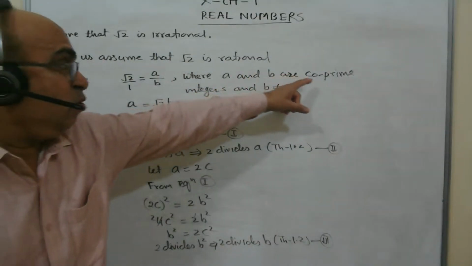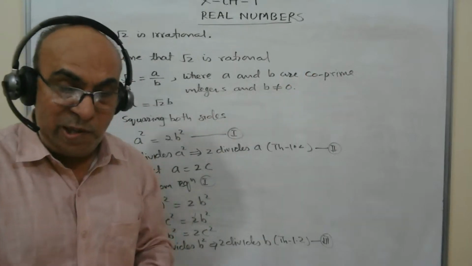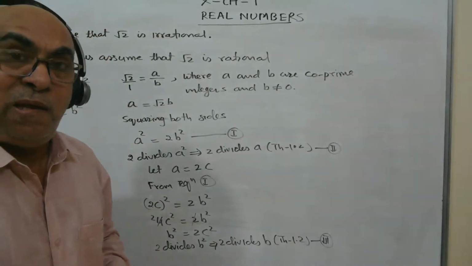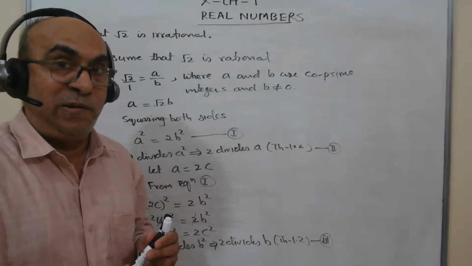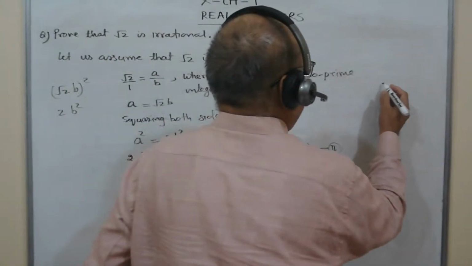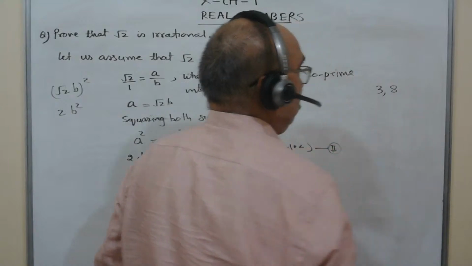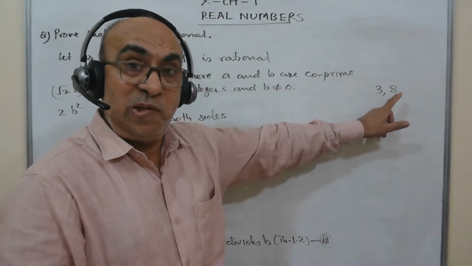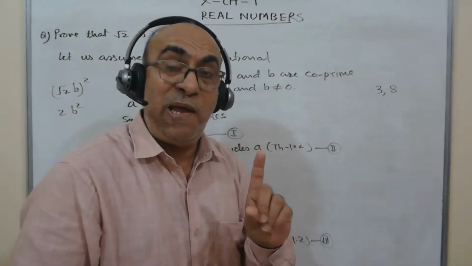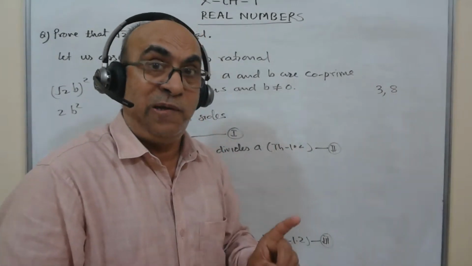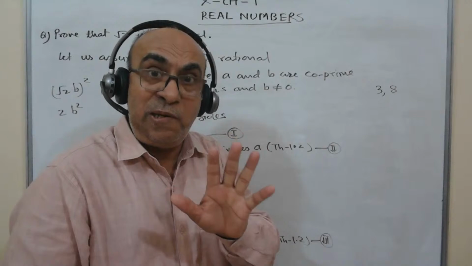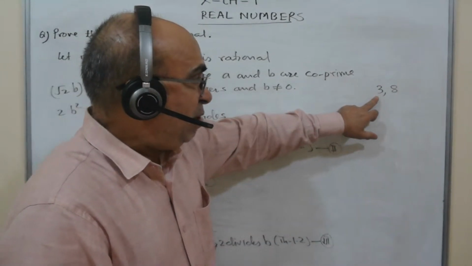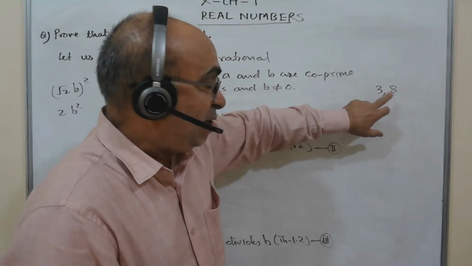A and b are co-prime integers. Co-prime integers means they are not divisible by a common number other than 1. For example, if I write 3 and 8, 3 and 8 are co-prime integers because they are not divisible by any common number other than 1. So co-prime integers doesn't mean that both must be prime. Co-prime integers means they don't have a common factor other than 1.